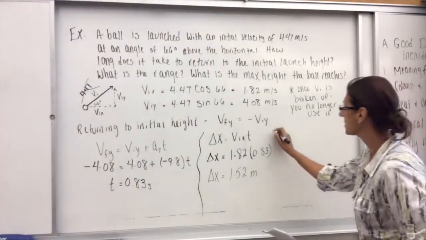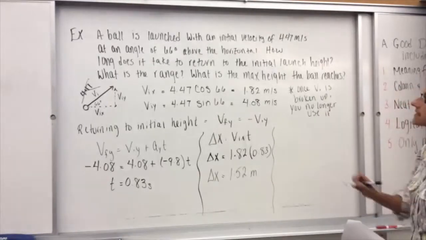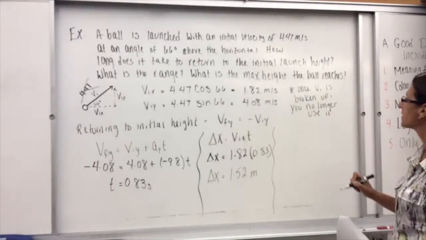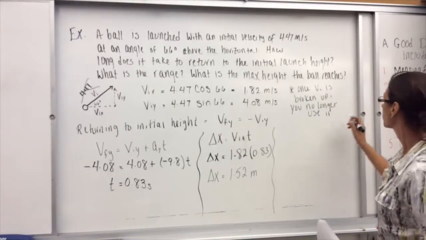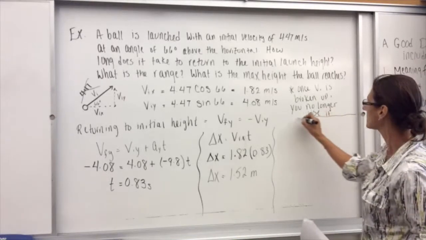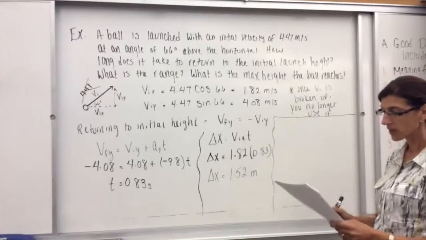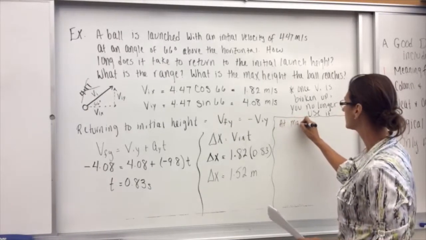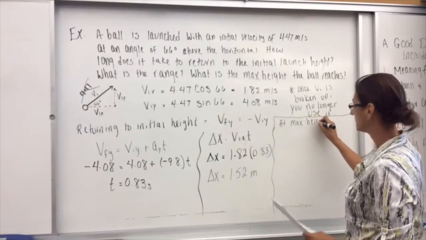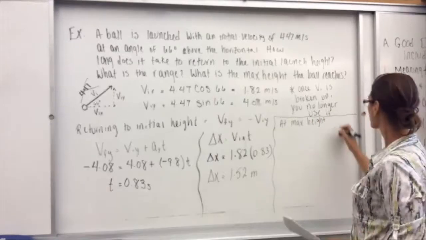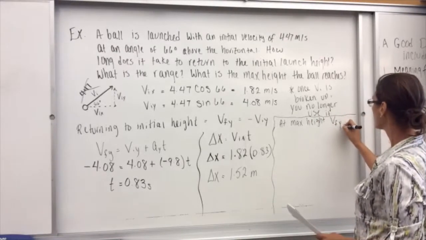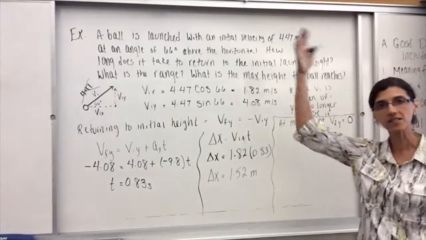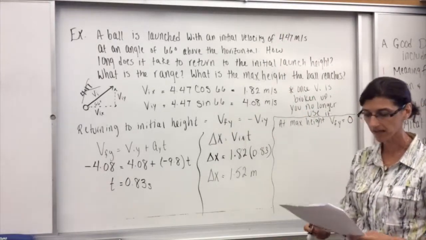And then the last question says, what is the max height the ball reaches? Let me get a little box right here. So we know something at max height. We know that at max height, v final y is 0. It has to stop before it can come back down.